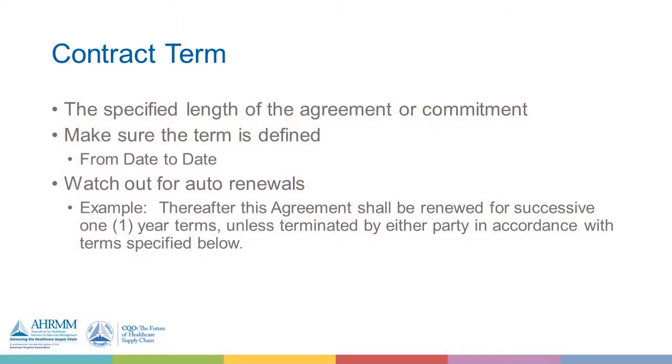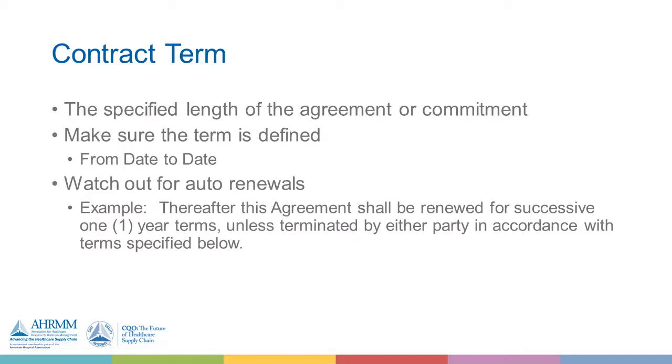So really the first thing we're going to talk about is the contract term. This is really simple. This is how long the agreement or commitment to the supplier is. You want to make sure that that term is defined. We want to know, is it for 12 months, 24 months, 5 years, 7 years? Really make sure that you know what it is going into the agreement so that you don't get stuck in something long term that ties your hands from doing what you need to do.